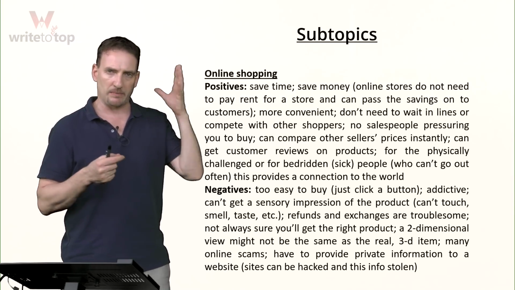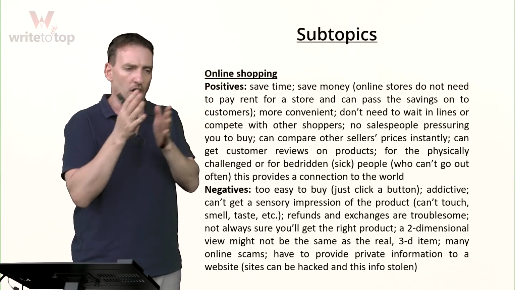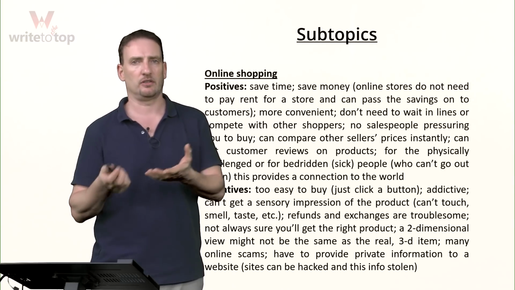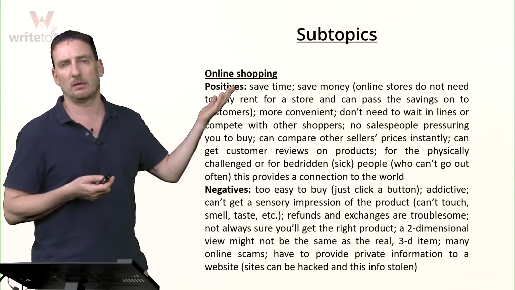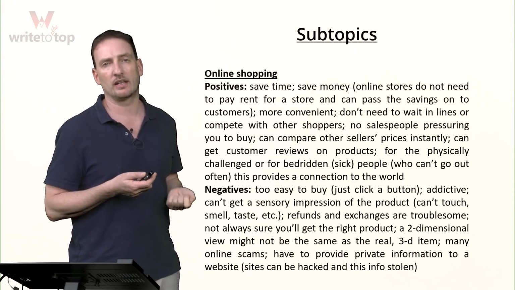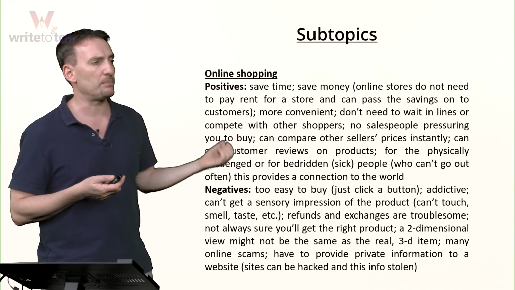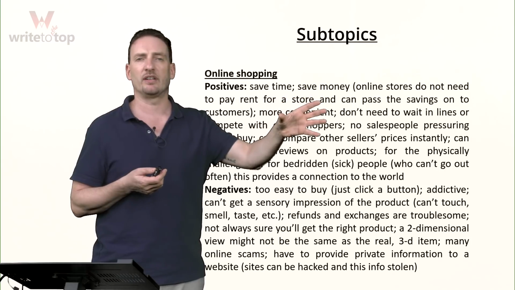Subtopics. Now again, remember I mentioned you have your general topic, technology, but then there are all kinds of different things that they can ask you about technology or about the internet. For example, a subtopic about the internet, online shopping. What are the positive aspects of online shopping? What are the negative aspects of online shopping? And start thinking of different ideas.